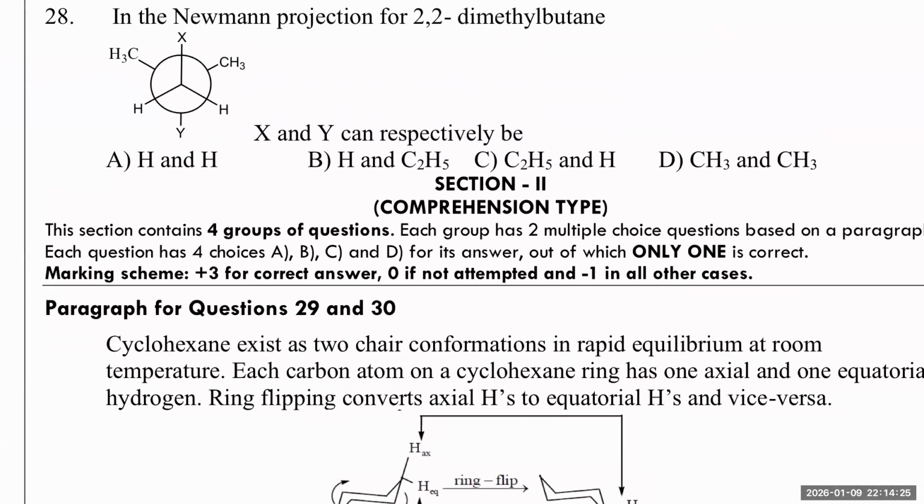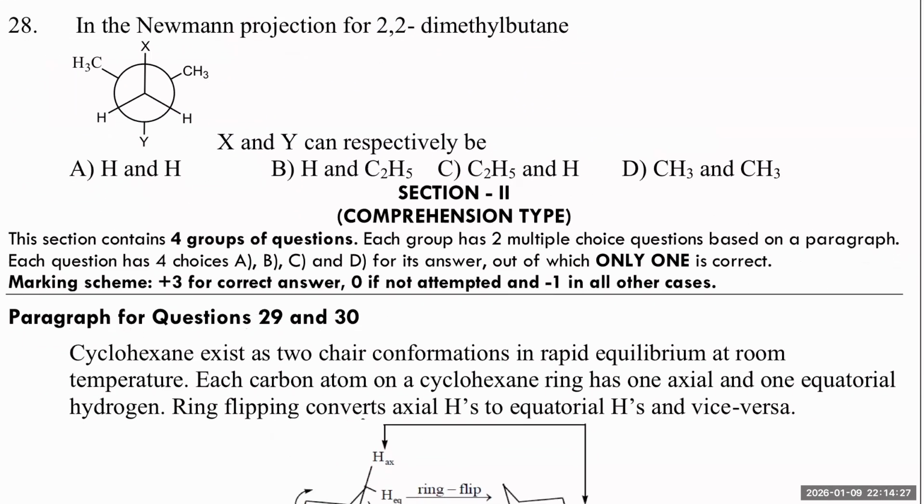In the Newman projection of 2,2-dimethyl butane, X and Y respectively are... Okay. And again, the best method is to try to draw the Sawhorse projection. That makes it much simpler to understand. Backside we have methyl and Y group. Here we have X group. Here we have H and H.